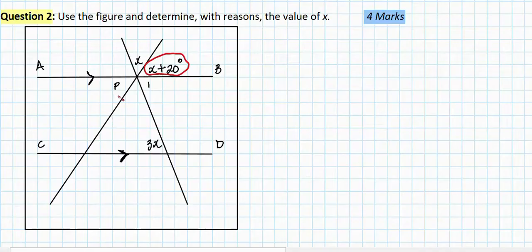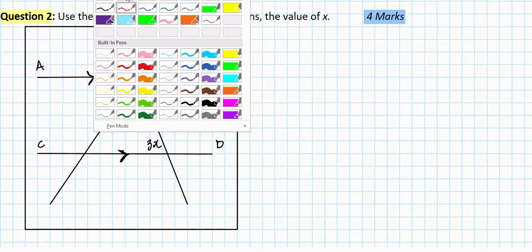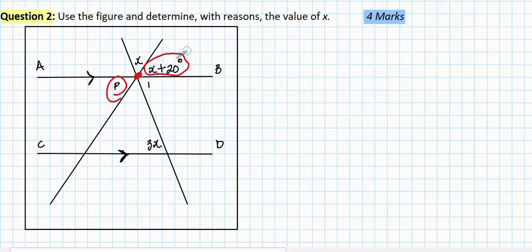Oh, sorry, I'm removing these things. The angle that we have is P1 here. So this P is not an angle, it's a point of intersection right there. So I have P1, I have x plus 20, and I have 3x. One thing I do realize is that if I can somehow form a shape here, I have a Z formation in this manner.